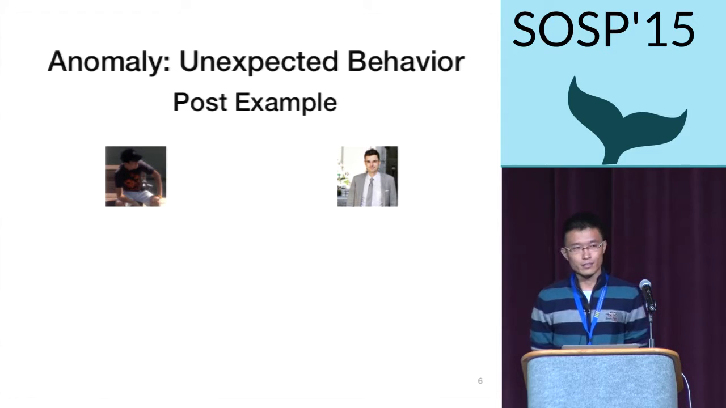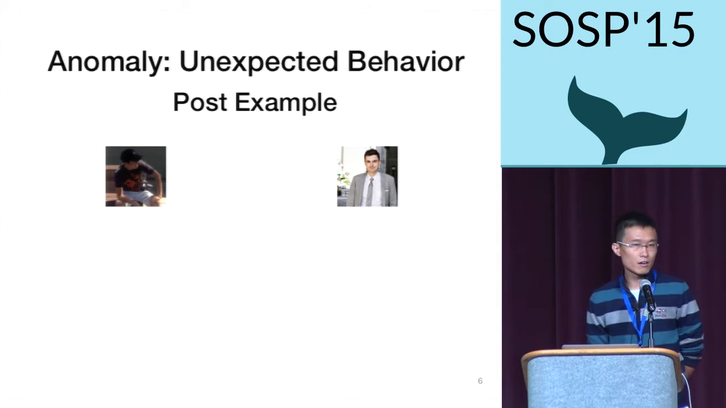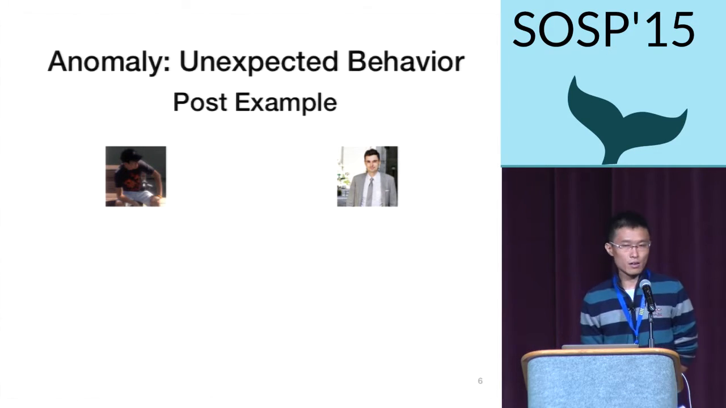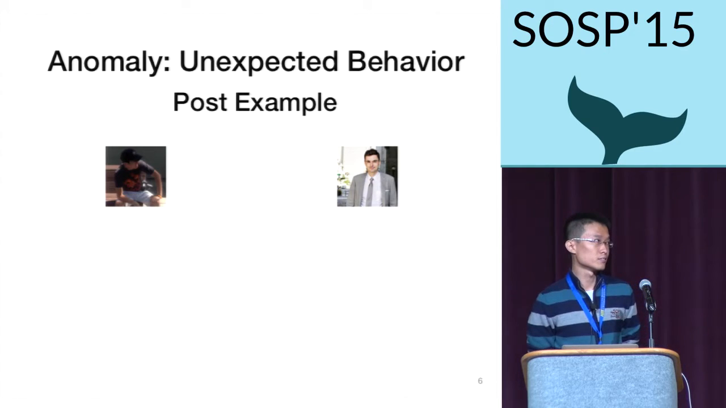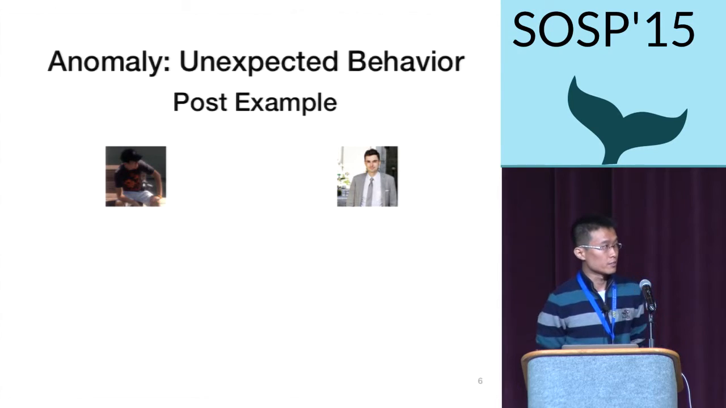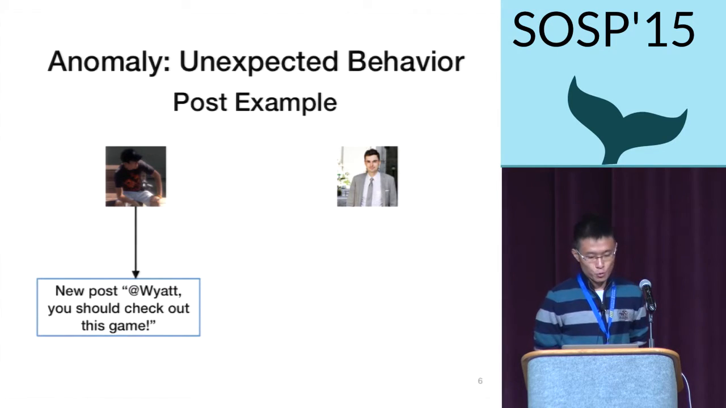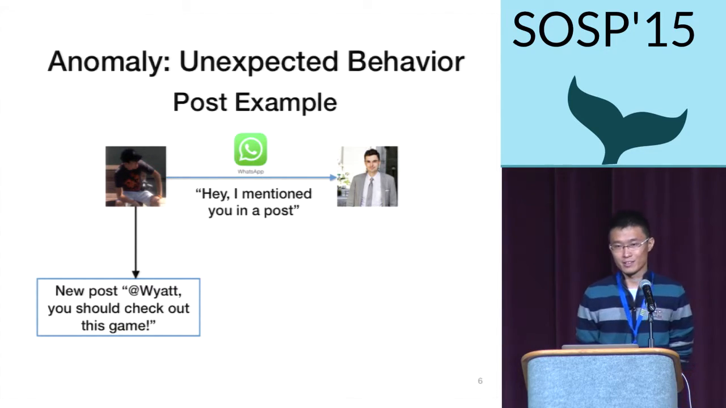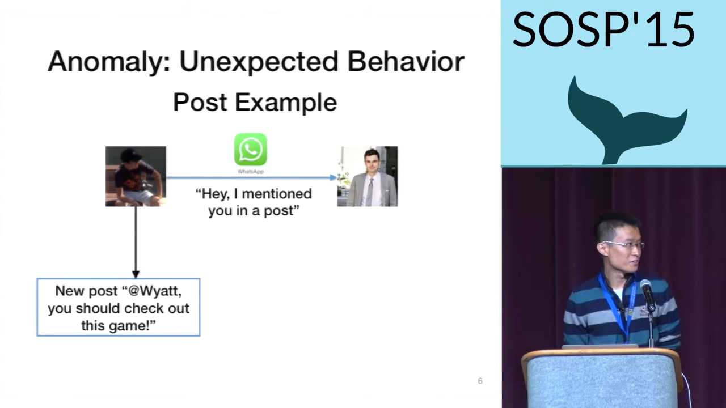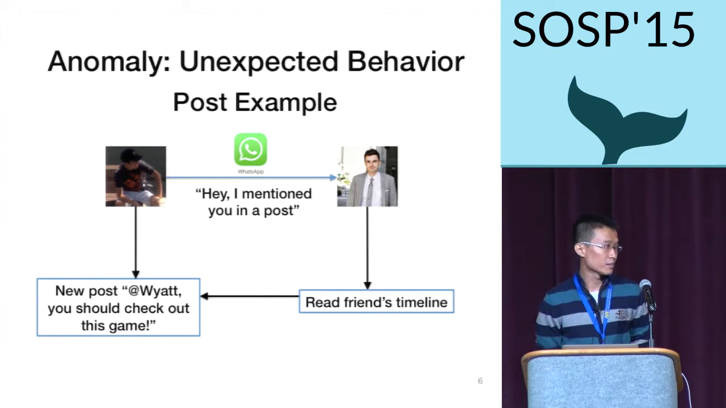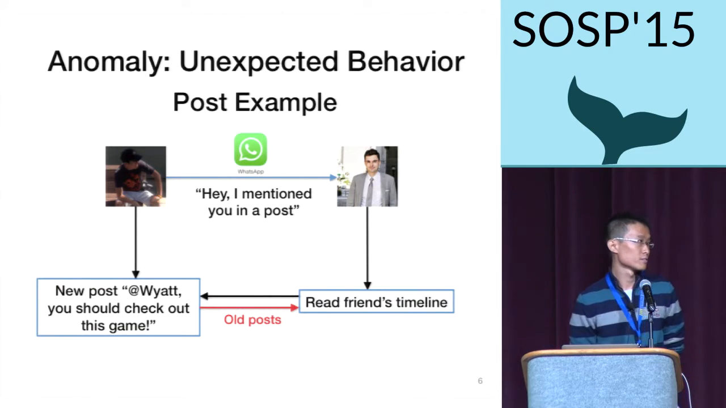I have been talking about eliminating anomalies. And now I'm going to give more concrete examples of what anomalies are. An anomaly is a behavior in a weakly consistent system that often defies user expectations. For instance, in this post example, I made a new post and added my advisor, saying, hey, you should check out this new game. And I call him on WhatsApp and say, hey, I just mentioned you in a post and you should take a look. So after the phone call, he tries to read my timeline, but he doesn't see the post I just mentioned.